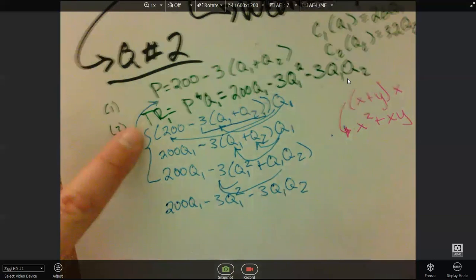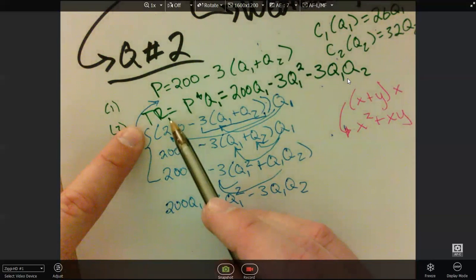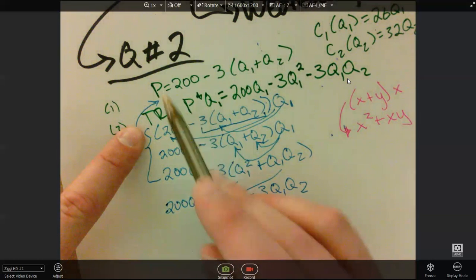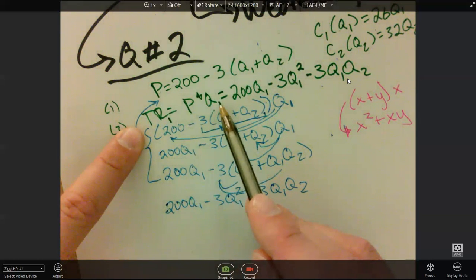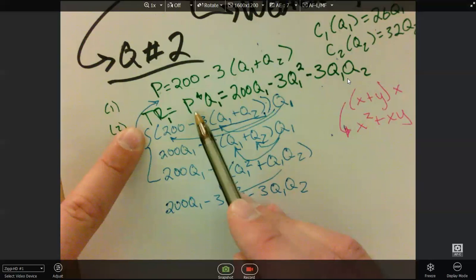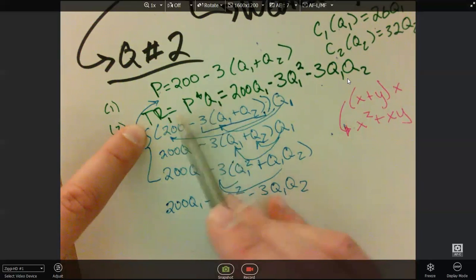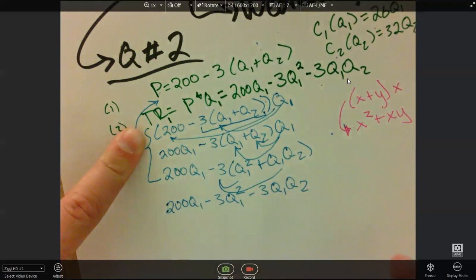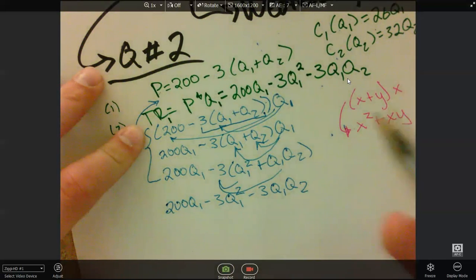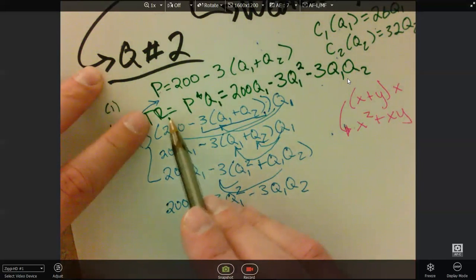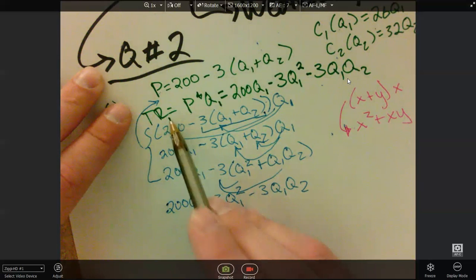Yeah, so since it's the total revenue for the first firm, I'm going to multiply the price equation by the quantity for the first firm. So this is the price. It's not really the price for the first firm, it's the price for everyone, right? So that's why I didn't do P1 here. The subscripts are kind of where it gives it away. Good question. How do I know whether to multiply it by Q or Q1 or Q2? It's essentially when you're calculating the total revenue for firm 1.